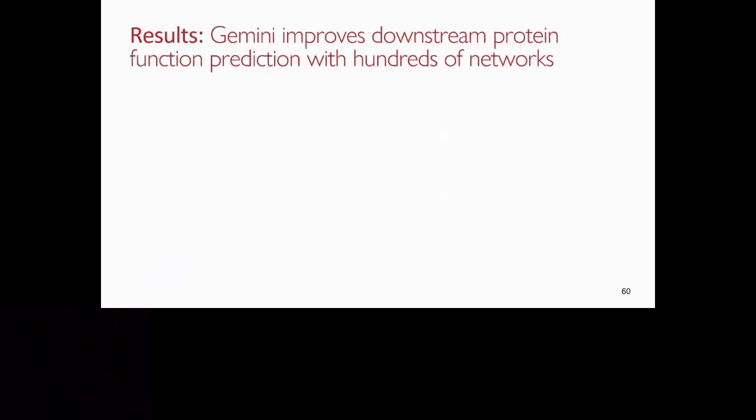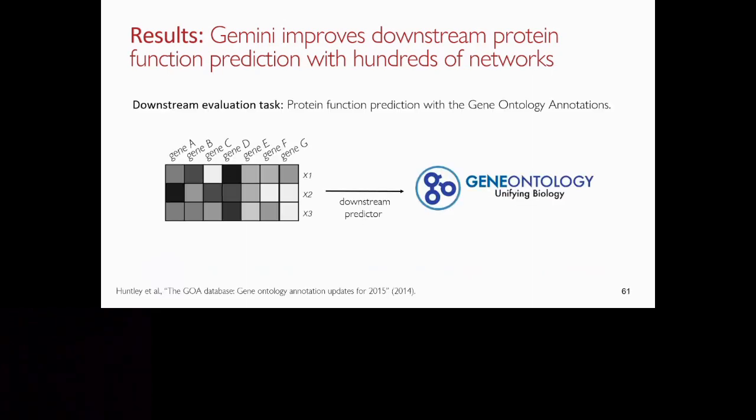So now that we've gone through the motivation and methodology behind Gemini, let's actually look at some results and see if this seems to be helpful. So the way we evaluate the quality of embeddings is with a downstream protein function prediction task using labels from the Gene Ontology annotation database. I want to emphasize again that this is a downstream task, so we haven't used any of this information when we're actually learning the gene embeddings.